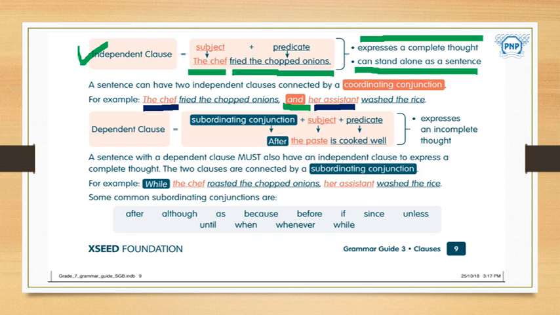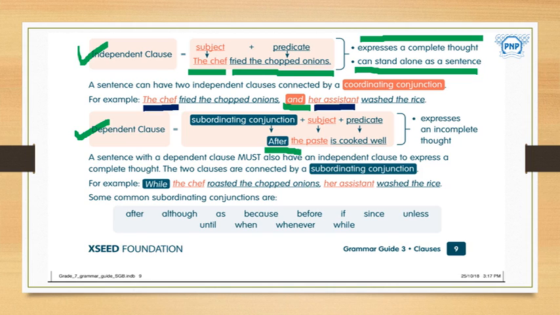We'll check this second one, dependent clause. In a dependent clause, there would be a subordinating conjunction, plus a subject, plus a predicate. Can you see here? Subordinating conjunction plus subject plus predicate. You can see there are two types of conjunction: one is coordinating and another one is subordinating.